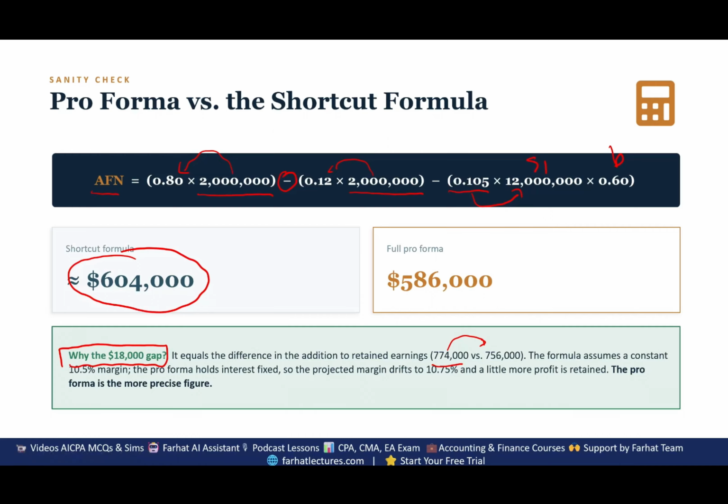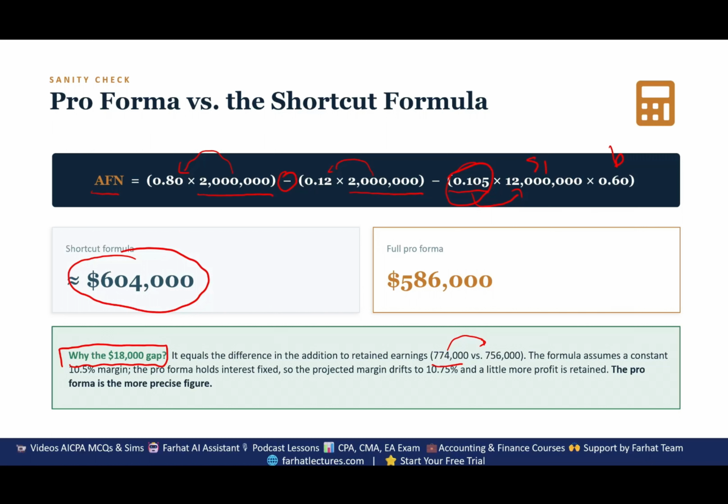Now why? Well, the shortcut takes the lazy fast approach. It assumes that the company keeps on growing at 10.5% for every dollar of sales. It just applies that flat rate for the next year sales. The full pro forma is more careful.